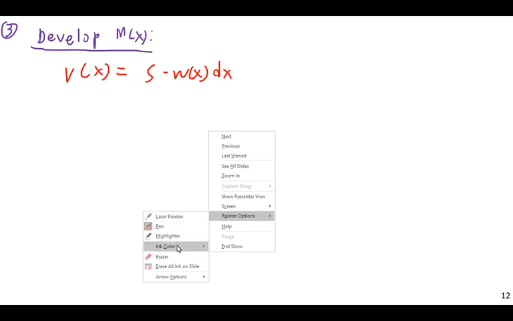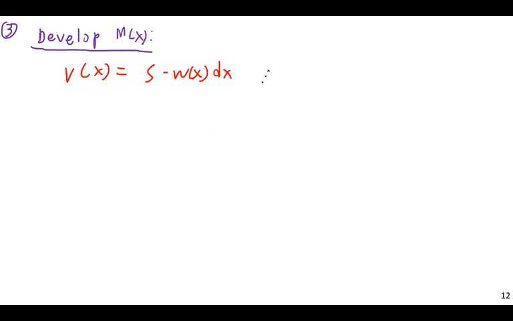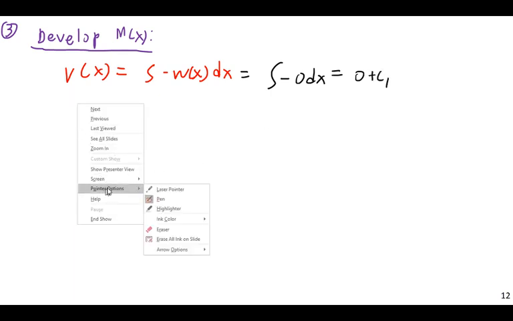So we're going to take the negative integral of w of x, but w of x is simply 0 here. Negative 0 dx. So then V is just equal to 0 plus c1, and we'll need a boundary condition.